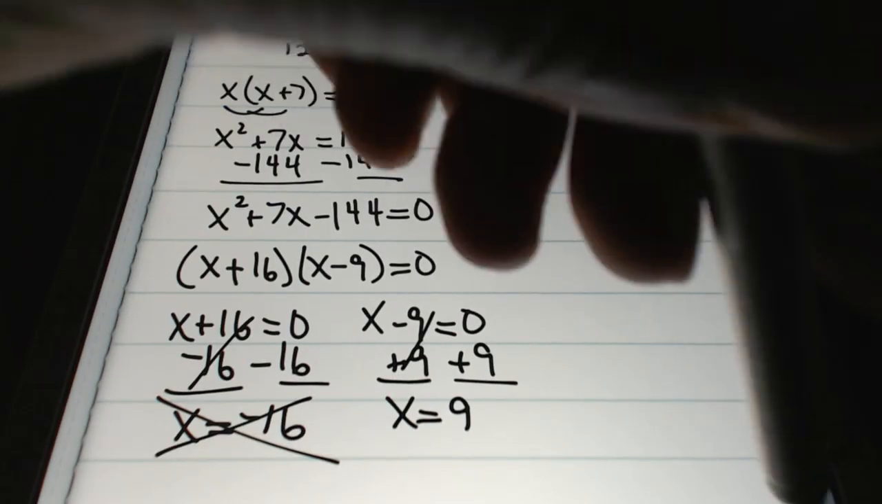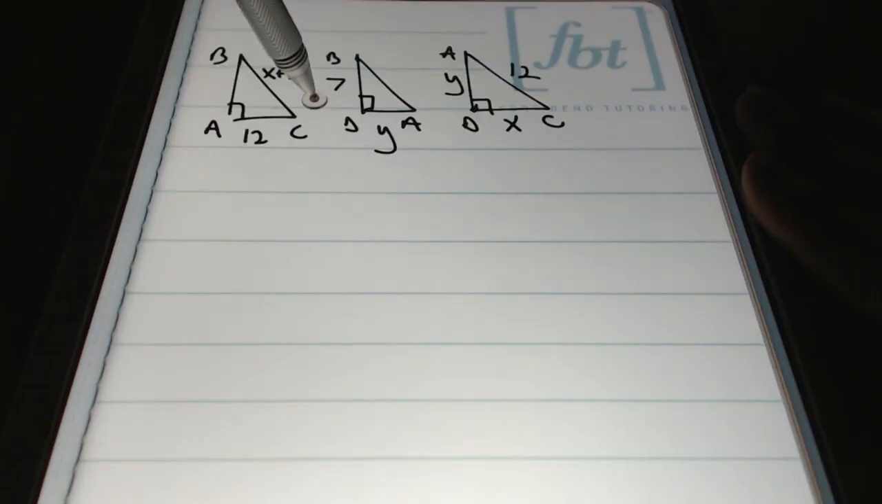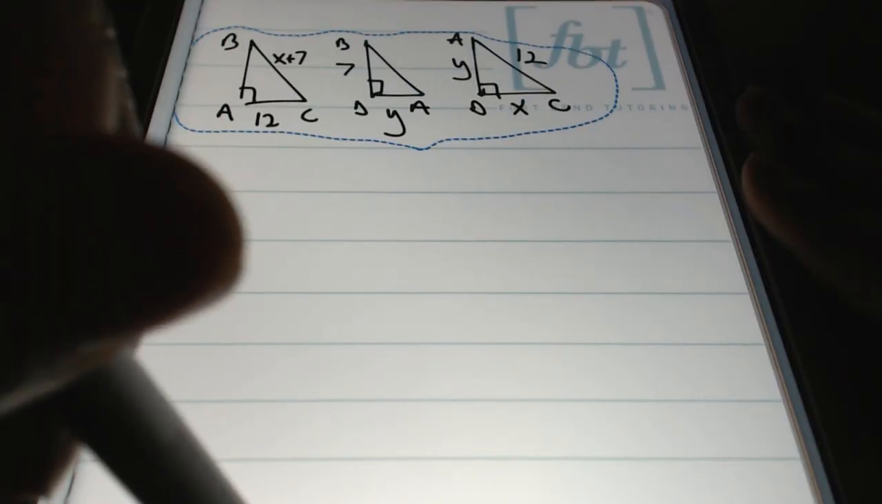We need to also solve for our length AD. So let's hook this up. So what have we learned thus far?